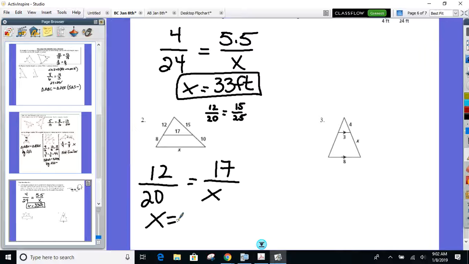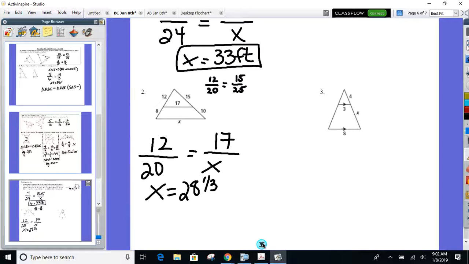About 28.3 repeating. So I'm just going to write 28 and a third here. There are no units, so I'm not going to put any on. Are you okay setting up the ratios? Because today you're going to set them up. Tomorrow you'll solve them by factoring and using the quadratic formula.